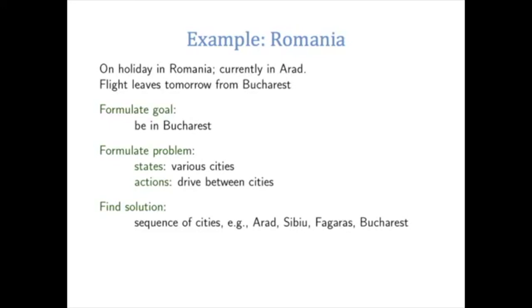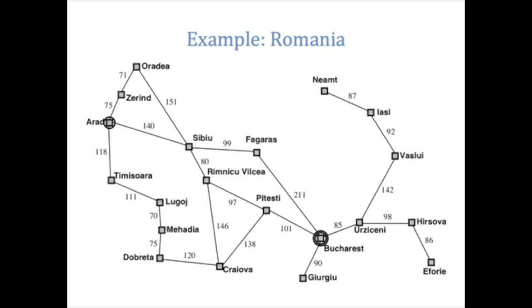So, for example, if we have this map of Romania and roads with distances, one route might be to start in Arad here, which has the circle to start, go to Sibiu, Făgăraș, and then to Bucharest. So that's one possible route, and the action sequence would be drive from Arad to Sibiu, drive from Sibiu to Făgăraș, and drive from Făgăraș to Bucharest.